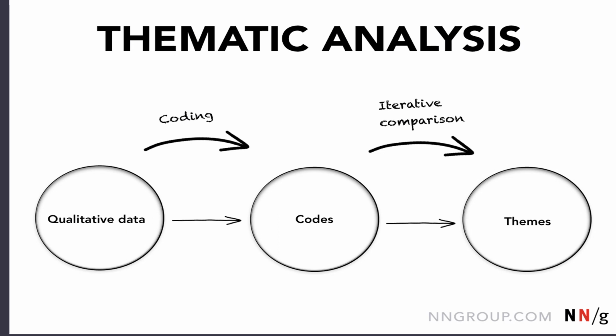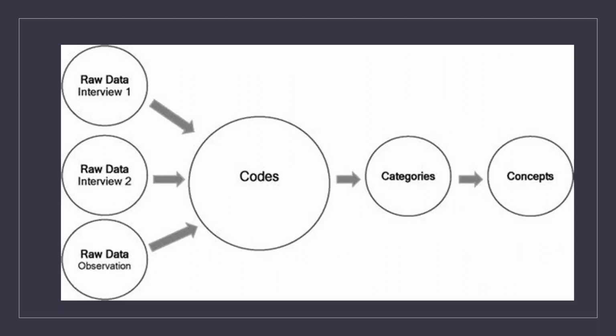So here's one visual of thematic analysis, and that is you take your qualitative data, you create the codes, and then you create the themes. So it looks linear on paper, but there really is a lot of circling back through that data. Last night we talked about the 3 C's, which are codes, categories, concepts, and we were working through that. Here's a visual of that.